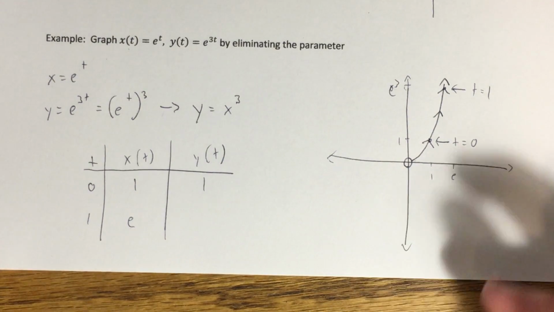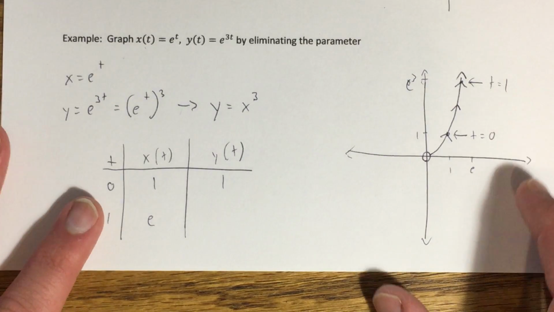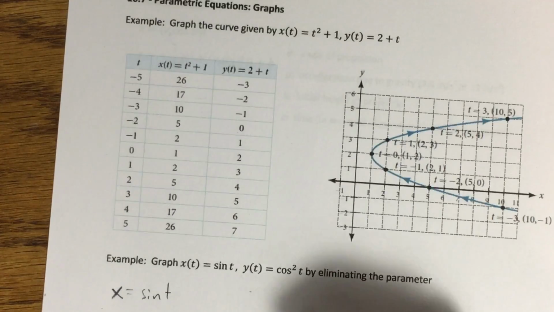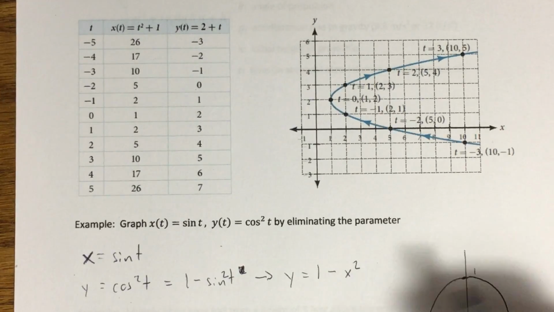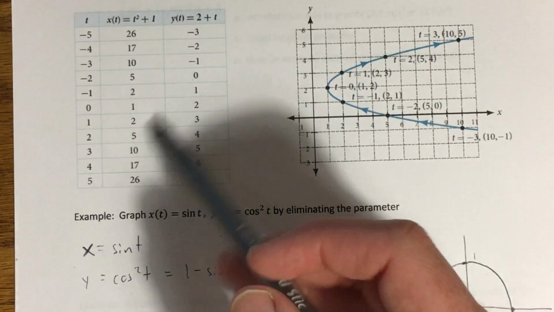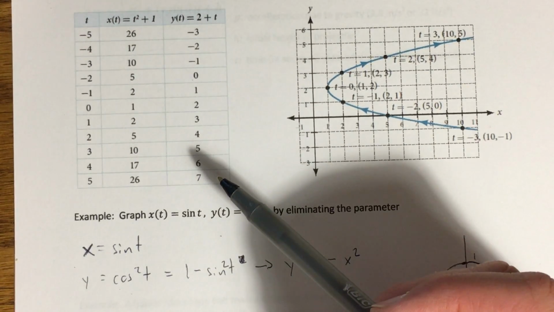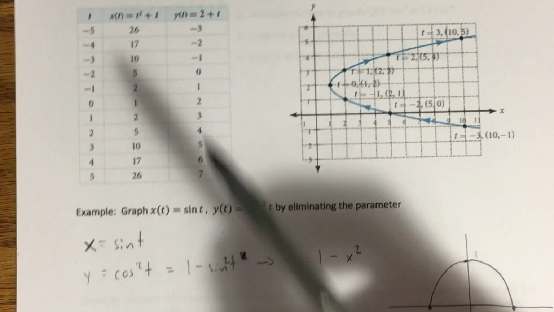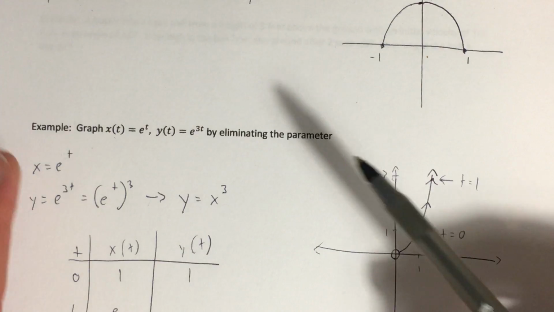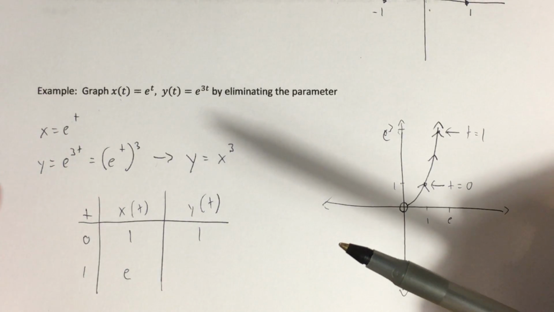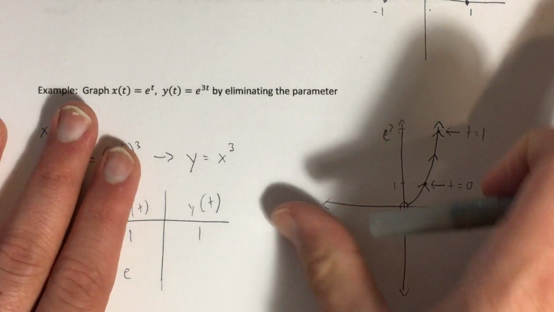So you can see eliminating the parameter makes it so we don't need to worry about making these large tables to determine what the graph of a parametric equation looks like. You can still do this. There's no rule saying you can't, but oftentimes the more efficient method is going to be the preferred one. So this is a couple of examples of graphing parametric equations.